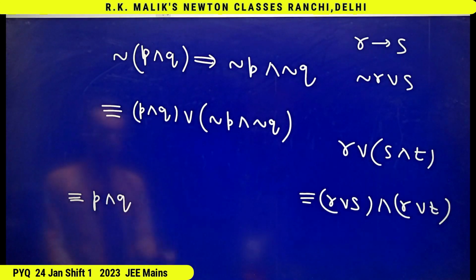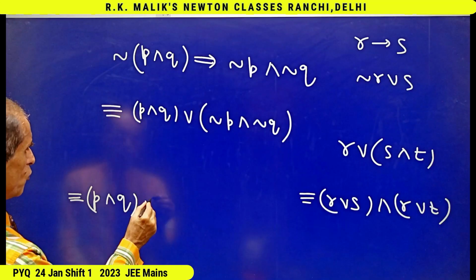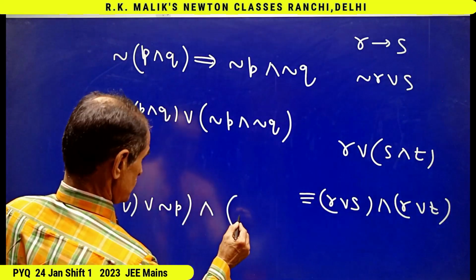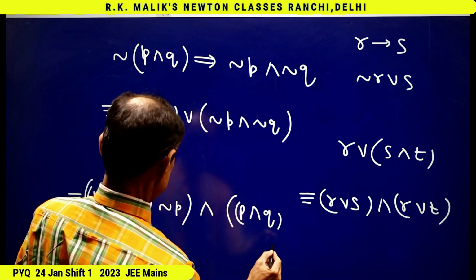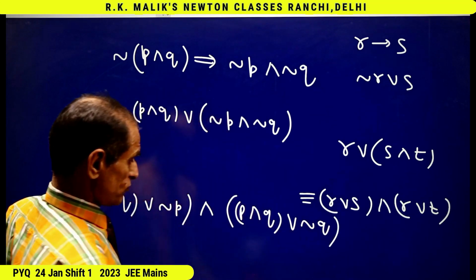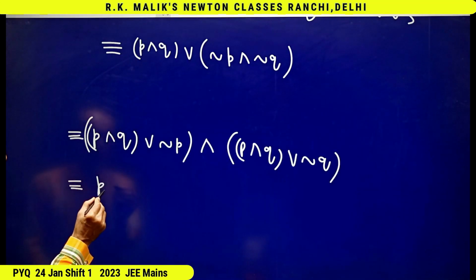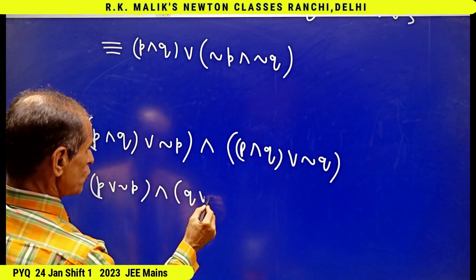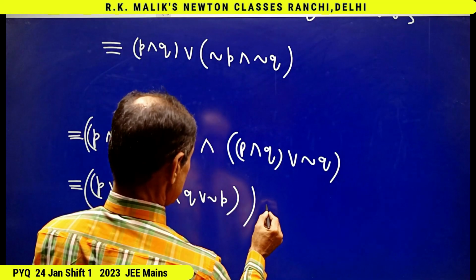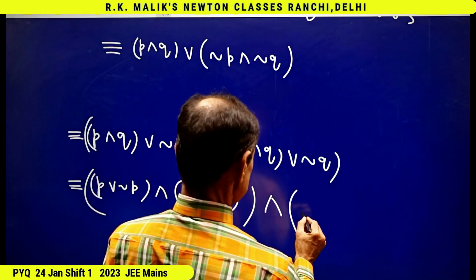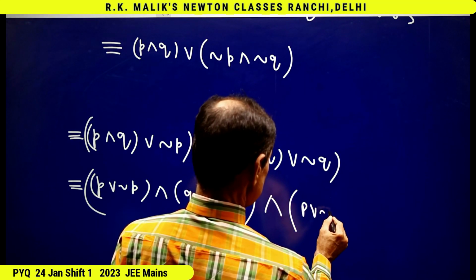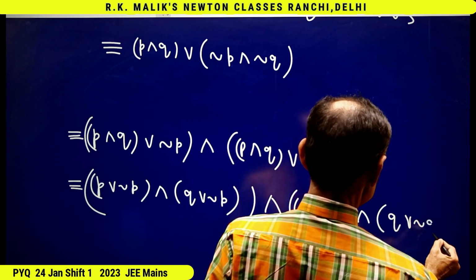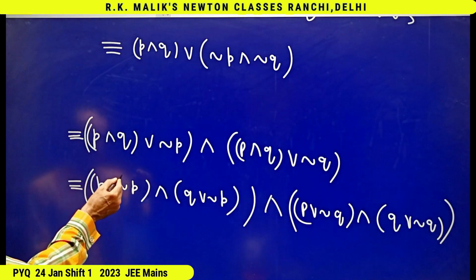P and Q or negation P and P and Q or negation Q, and this is equivalent to P or negation P and Q or negation P, and this means P or negation Q and Q or negation Q. And you must be knowing that this is tautology.